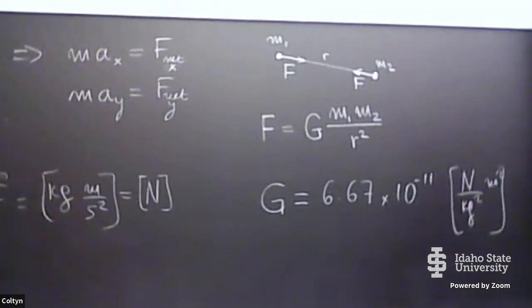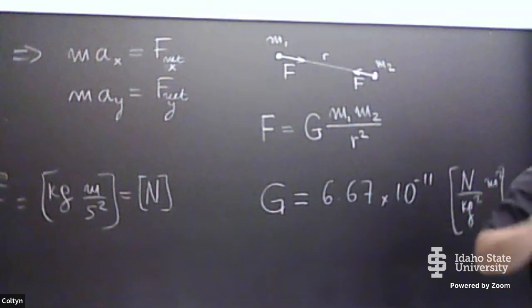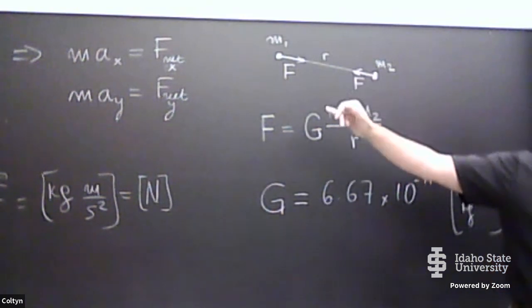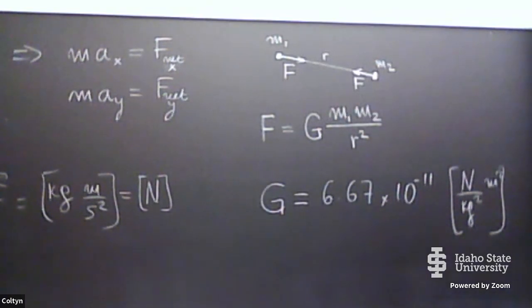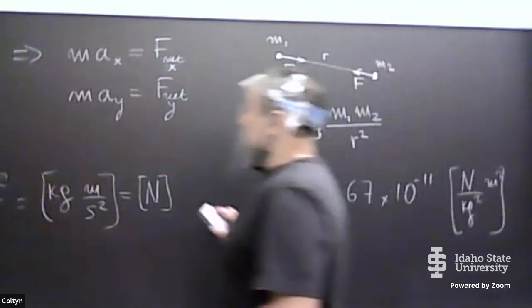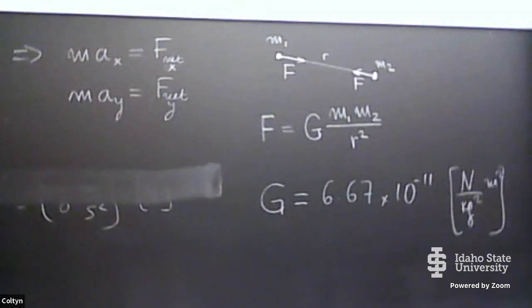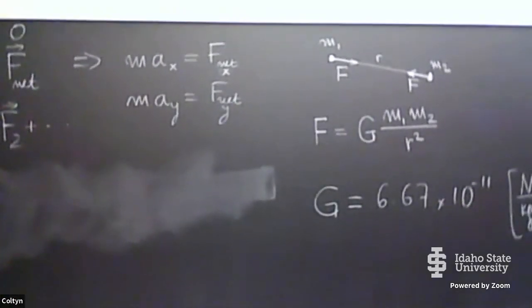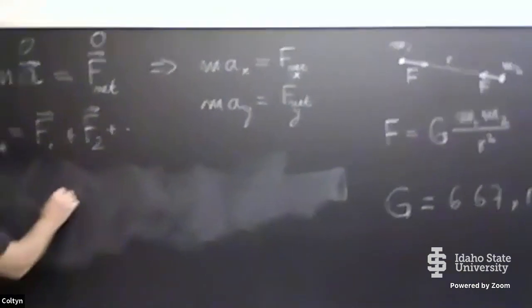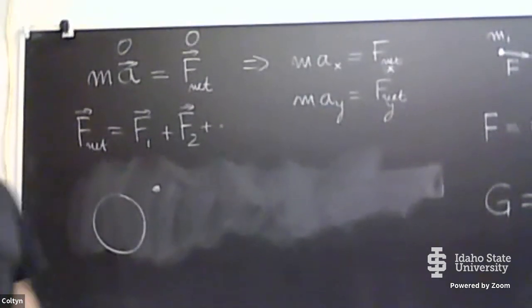Okay, let's see something else. Let's apply Newton's law of gravitation for the case when one of the objects is the planet Earth, and the other object could be any object that is close to the surface of the planet. So here is the planet Earth, and here is an object, maybe this piece of chalk, maybe something else.